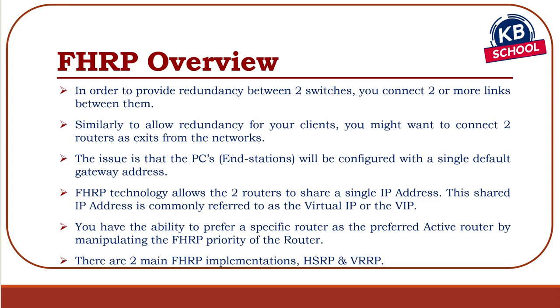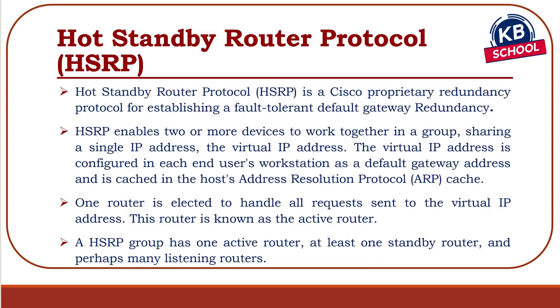So let's briefly look at the two protocols and the subtle differences between the two, besides one being Cisco proprietary, the other one being open standard. That's one of the differences. HSRP will allow two or more devices to work in a group by sharing a single IP and a single MAC address. The virtual IP address is configured on the end user's device, so when the ARP happens, it's going to be pointing towards the active router. Now, the forwarding router in HSRP is known as the active router. The other router is known as the standby router.